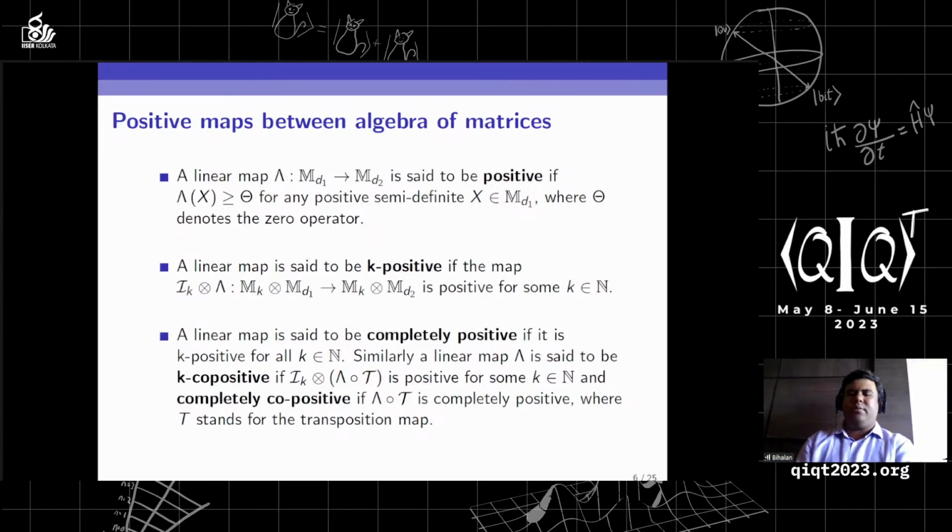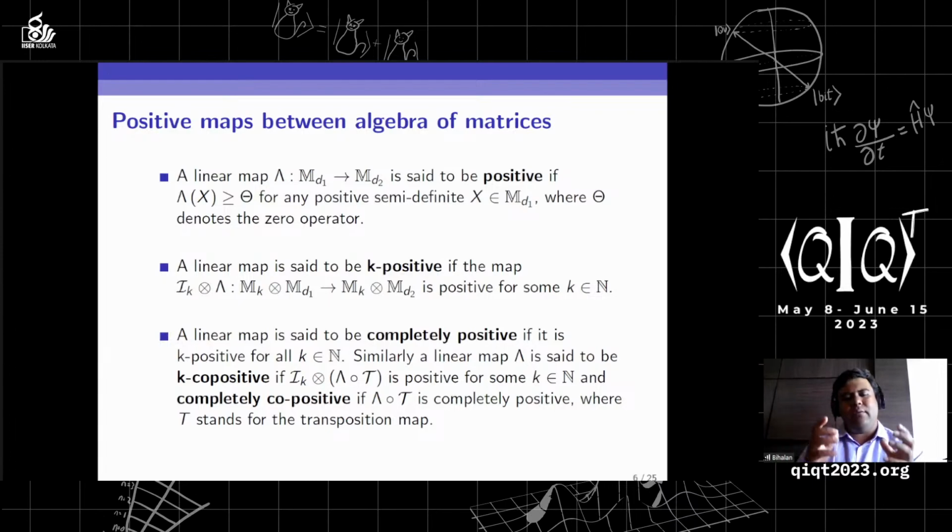So throughout our discussion, we'll consider only finite dimensional C* algebras. So for the time being, we consider the algebra of D by D complex matrices to be M_D. So a linear map from M_D1 to M_D2, that is, D1 by D1 complex matrices to D2 by D2 complex matrices, is said to be positive if it takes positive semi-definite operators to positive semi-definite operators. Or in other words, it preserves the positive cone.